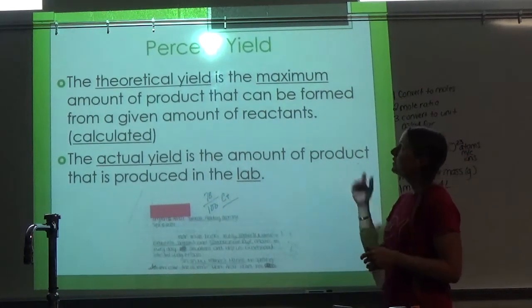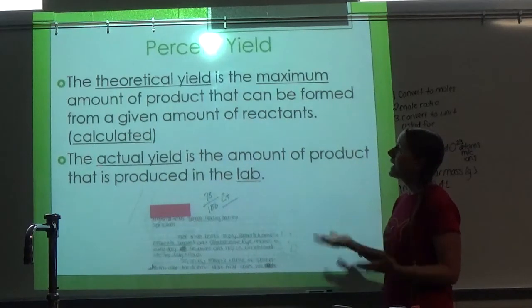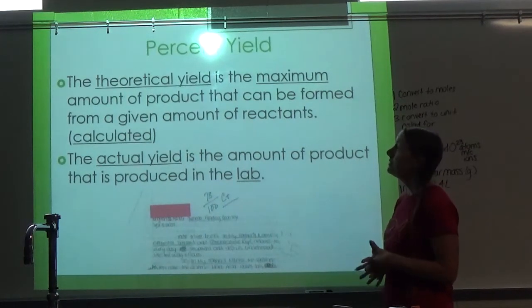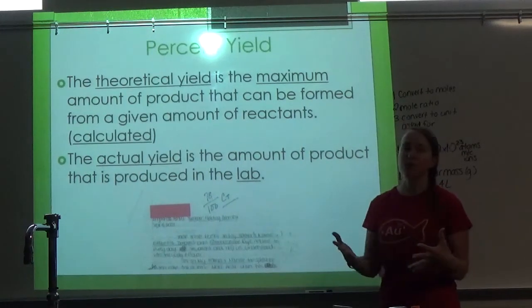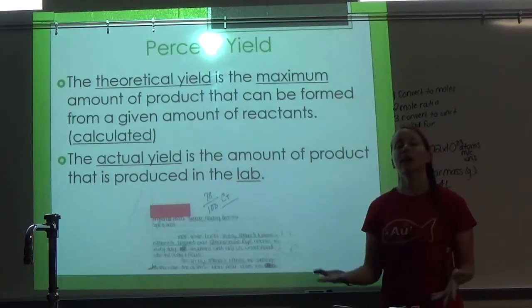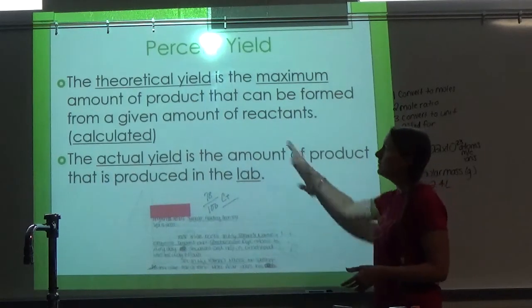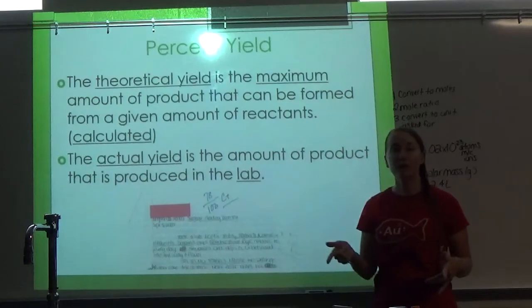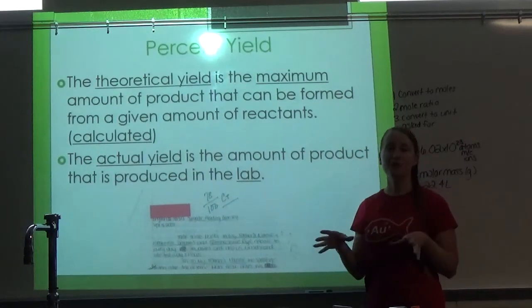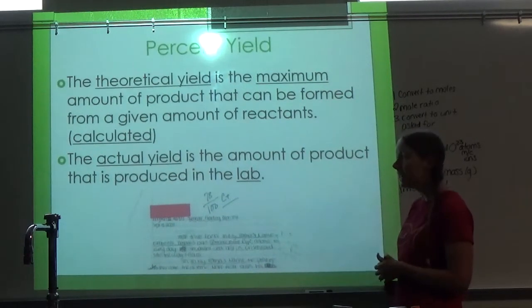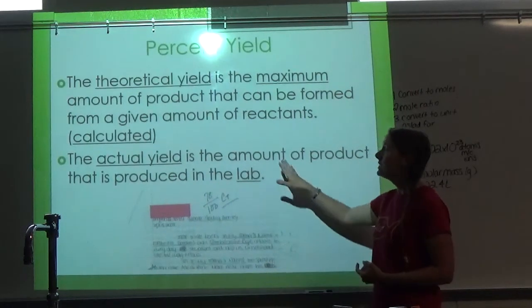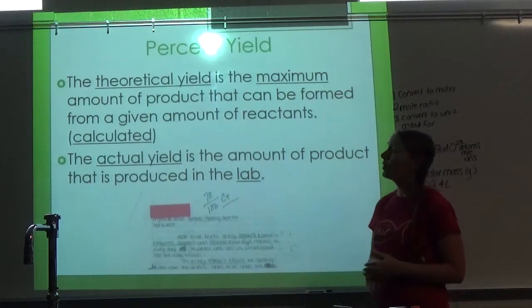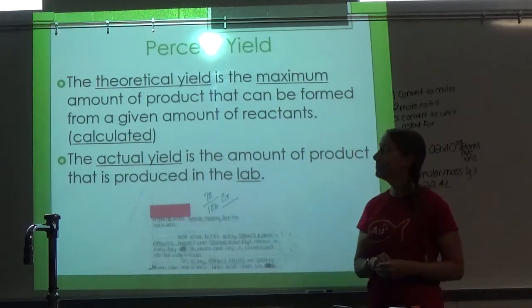Alright, so the theoretical yield is the maximum amount of products that can be formed from a given amount of reactants. So it is a calculated amount. So when we do a reaction, we can calculate how much product we're going to get. When we do that, that's called the theoretical yield. That is the most possible that you can get. However, a lot of times in the lab, we don't get the full amount. So the actual yield is the amount of product that is produced in the lab.